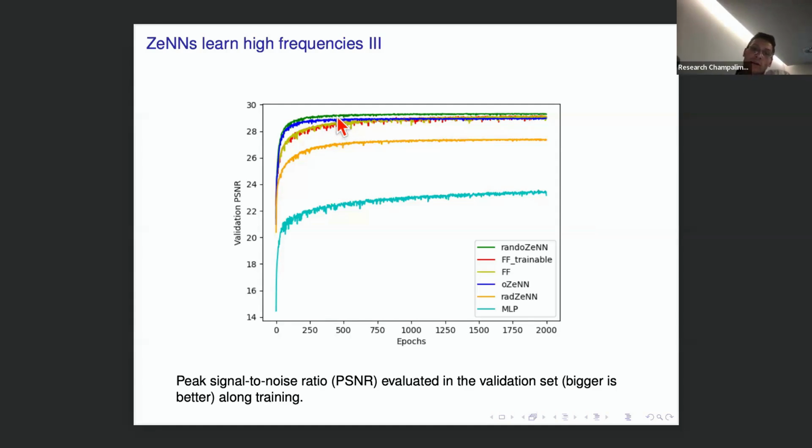The orthogonal ZeNNs are the ones that use more parameters, so you would probably expect them to generate the best results, but they don't. This is probably related to overparameterization, just to say a keyword. And the random ZeNNs, which generate the initial frequencies at random, do that better and are the ones that perform the best. So these are the green ones over here. Okay, that's all I want to present. Thank you.